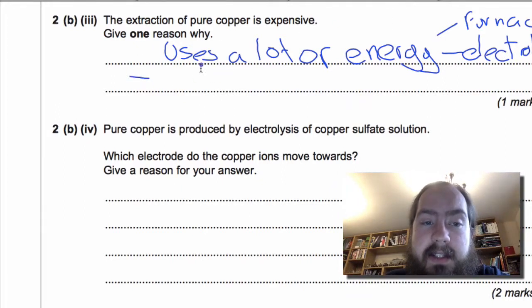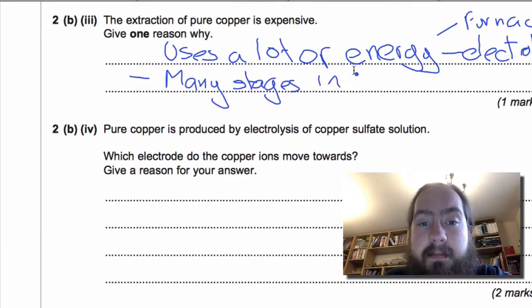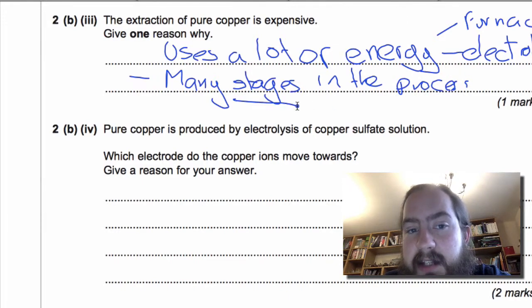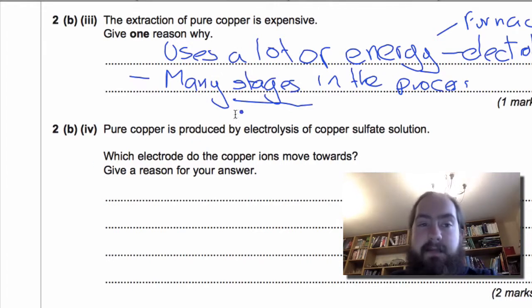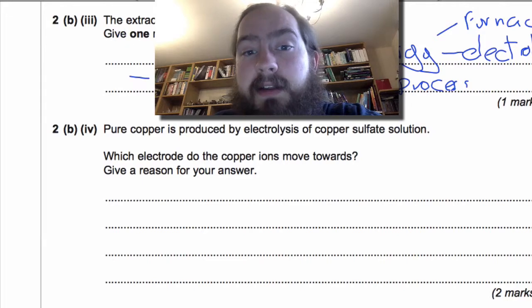The other way of writing this down is that there are many stages in the process. On other papers, they can give you this many stages question in lots of different ways. So if there are lots of things in the flowchart, the chances are that makes it expensive.